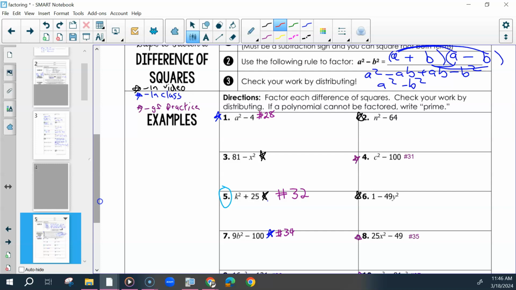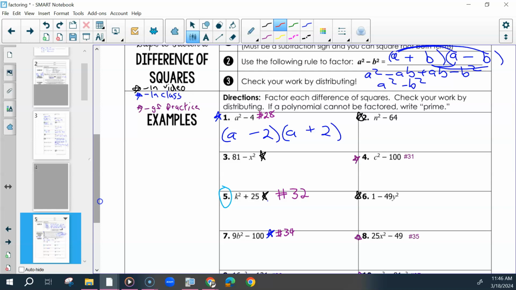Alright, so in number one, we are subtracting. You do have a difference of squares, really because these are perfect square terms. So what times what will give us a squared? A times a. And then ignore the minus. What times what will give us 4? 2 times 2. Put a plus in one and a minus in the other. That's your answer. That's it. It doesn't matter where the minus is. Does not.